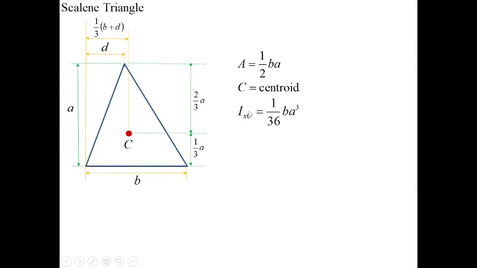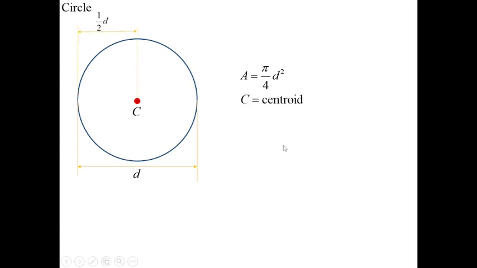Yung kanyang moment of inertia about the xc axis. So, moment of inertia about the xc axis. Ito yung ating xc axis. Tapos ito yung ating x-axis. So, moment of inertia niya about the xc axis is 1/36 BA cubed.